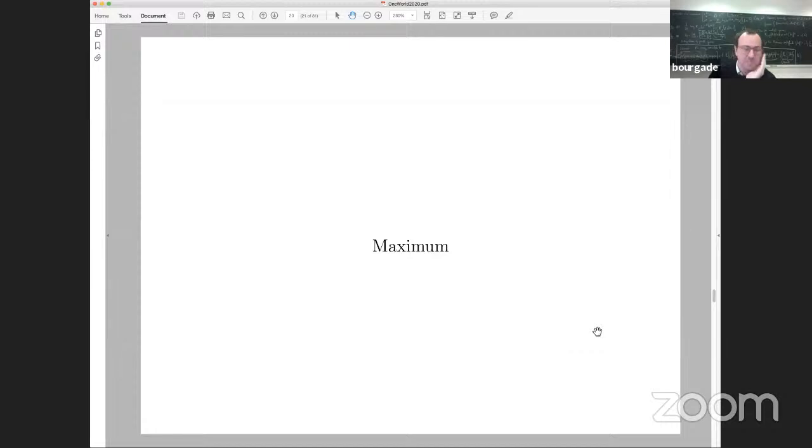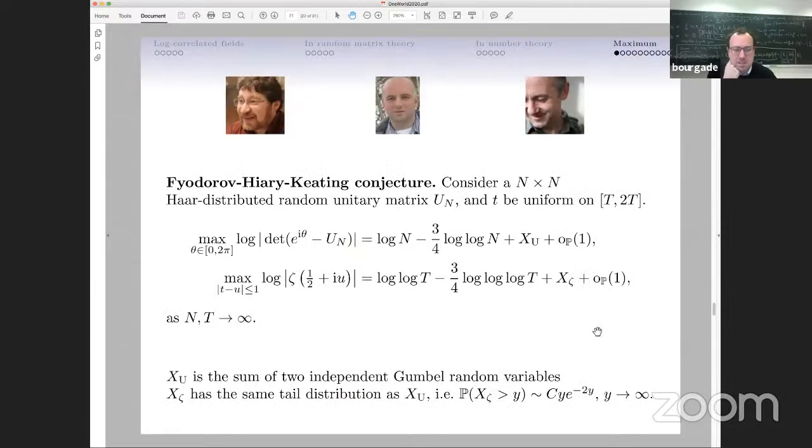Okay, great. So I have time to say a little bit about maxima. As I mentioned, Louis-Pierre gave a talk a few months ago about the maximum in such settings. I will have a small overlap with what he said. Let me remind you of this conjecture by Fyodorov, Hiary, and Keating.